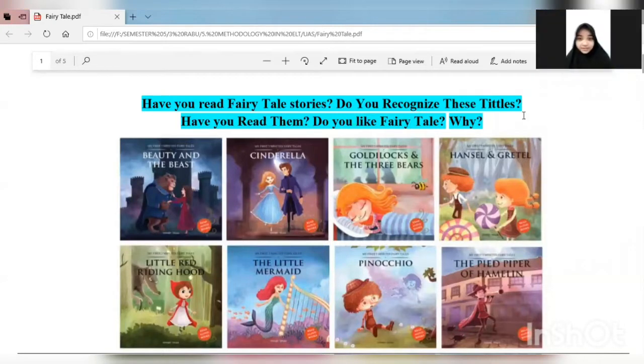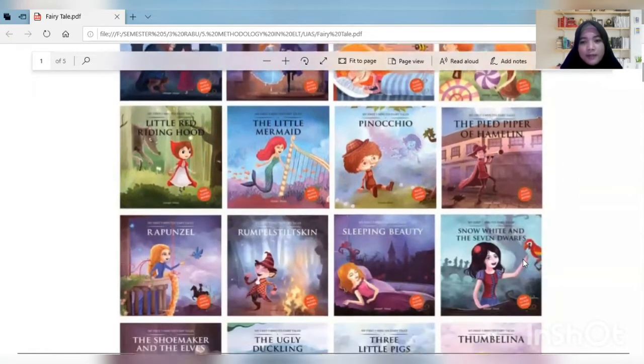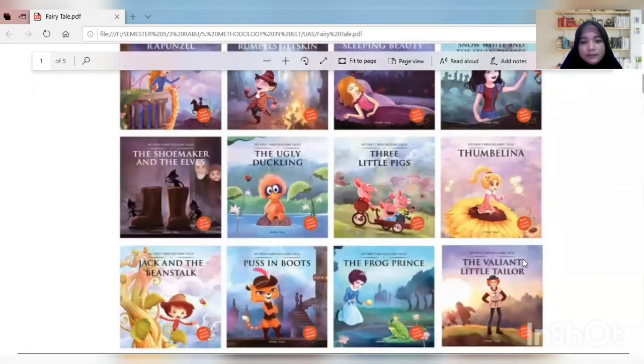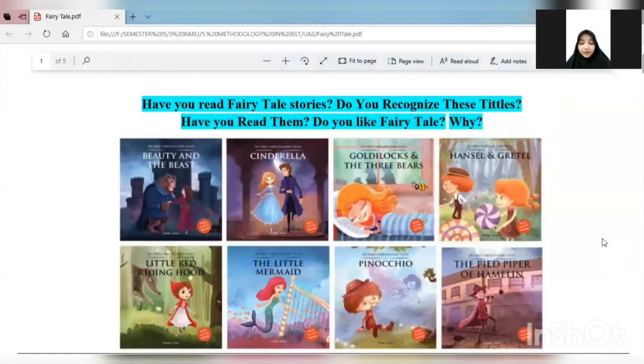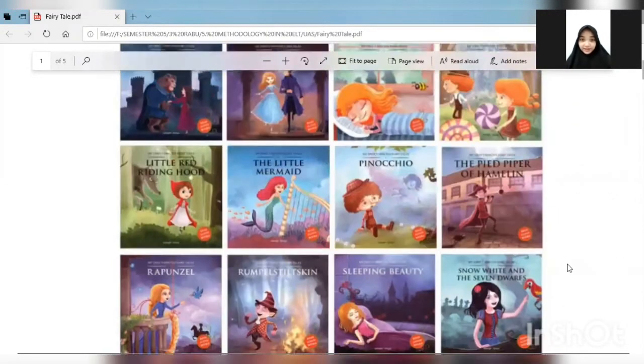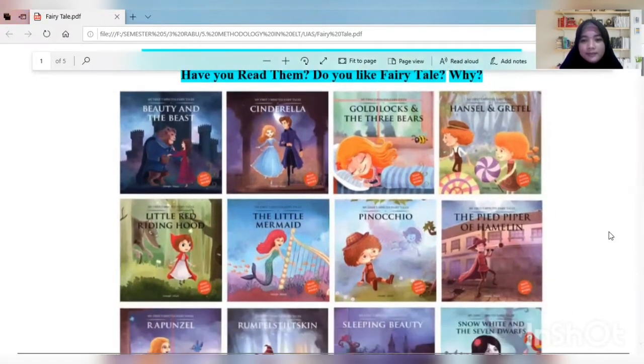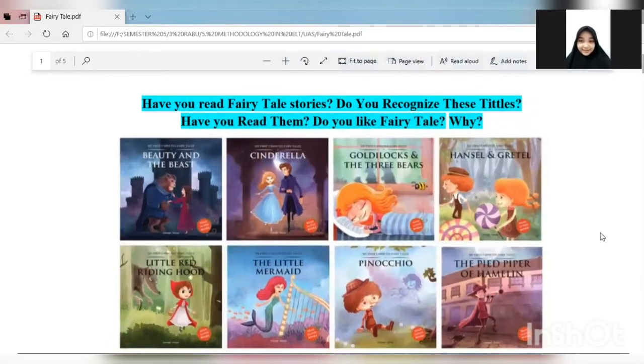I have, miss. All right, Muti. Yes, miss. What kind of fairy tale story do you like? Do you recognize these stories from this picture? Yes, miss. I recognize Pinocchio, and then Cinderella, and also Rapunzel. Rapunzel, okay. Very good. Do you like the stories? Yes, I like. Why do you like the stories?